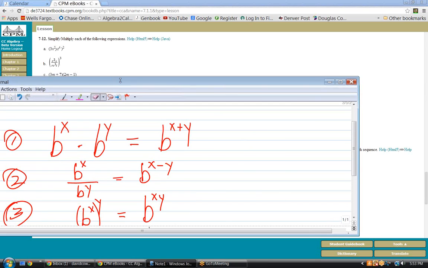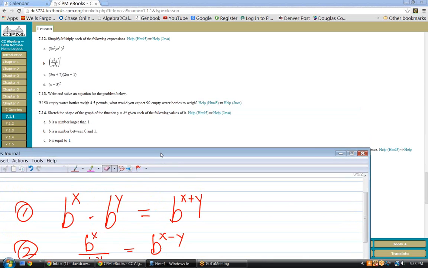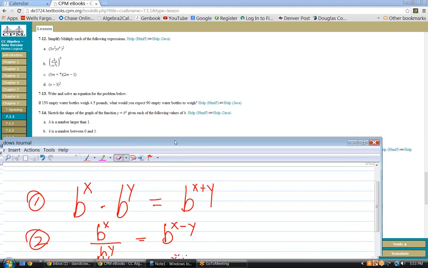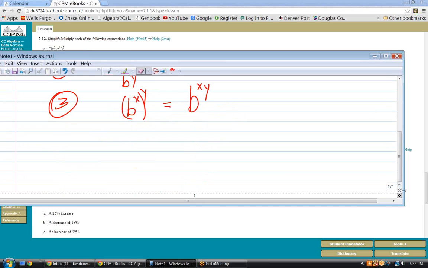Let's tackle number C. Hold on a second. Let me see if we're done with exponentials. Yeah, we kind of are. Let me erase these 3 rules, or go down 1 at least.